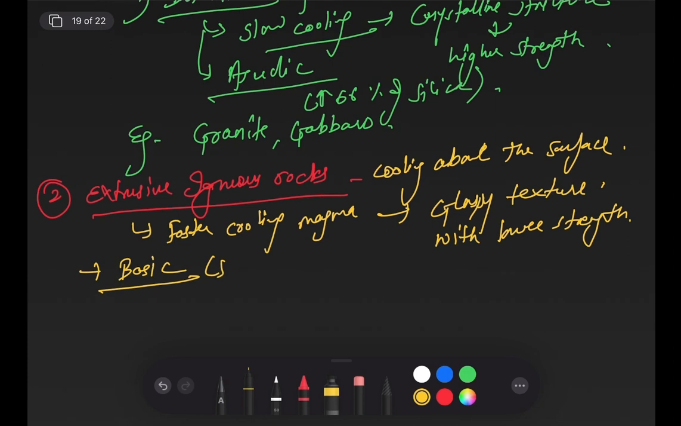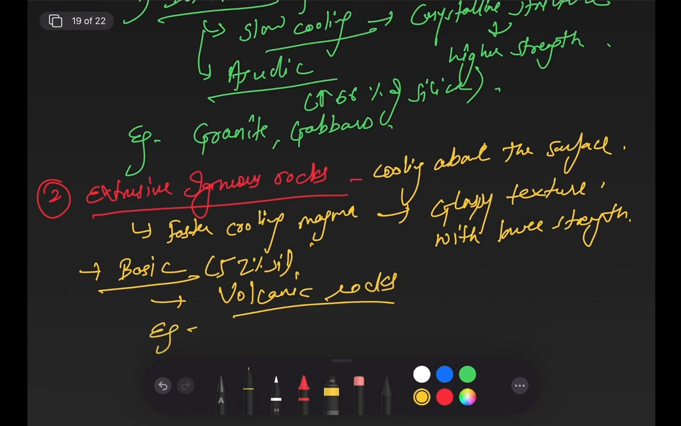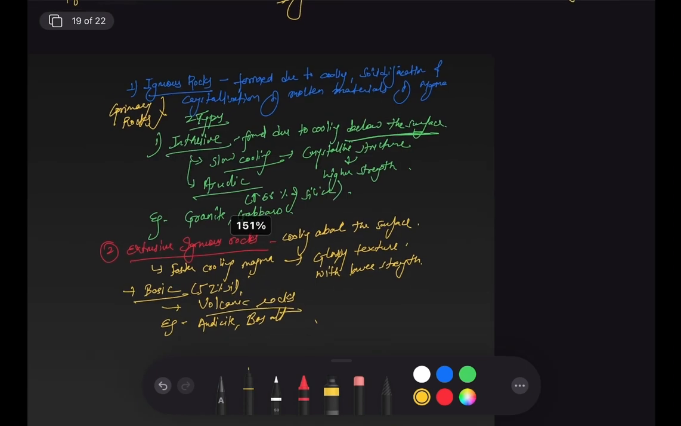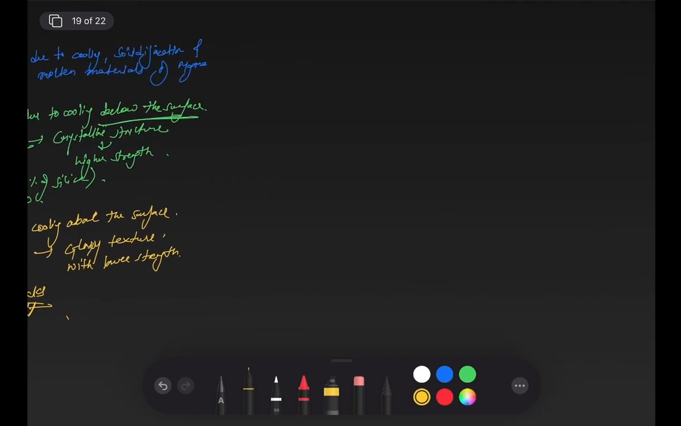They have a silica content of about 52%. They are also called volcanic rocks, formed due to volcanic eruptions. Examples are andesite and basalt rocks. These are examples of extrusive rocks. This is our first type of rock, which is igneous rock.